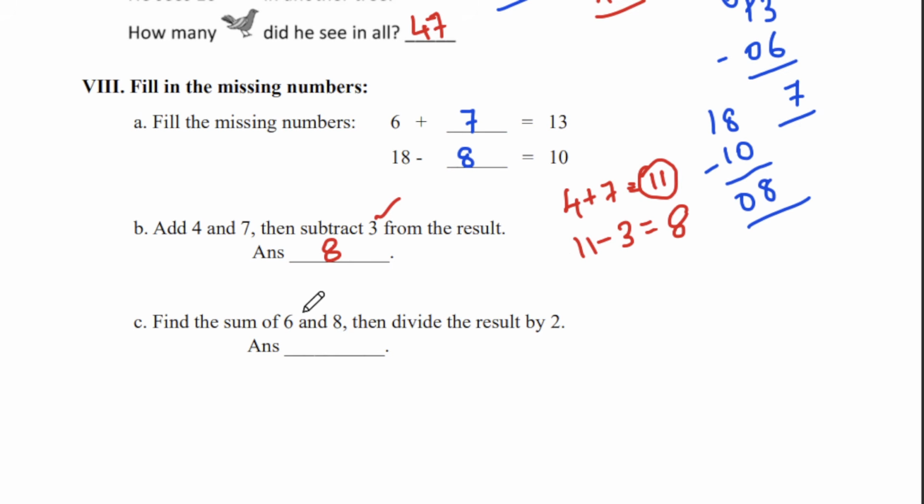Next, find the sum of 6 and 8, then divide the result by 2. Okay, so first we need to find the sum of 6 and 8. So 6 plus 8, which is equal to 14. Then what we have to do? We have to divide it by 2. So we divide 14 by 2. So 2 sevens are 14. So the answer is 7.